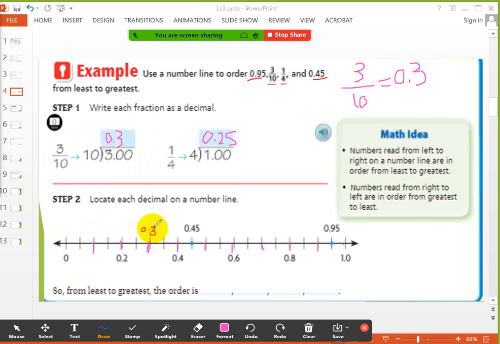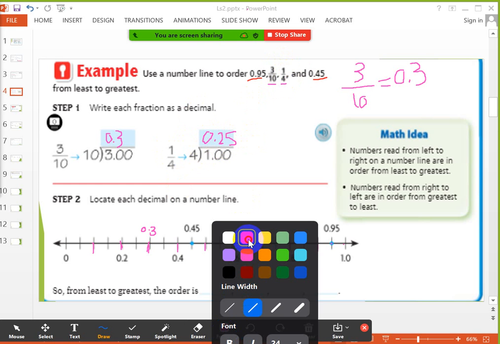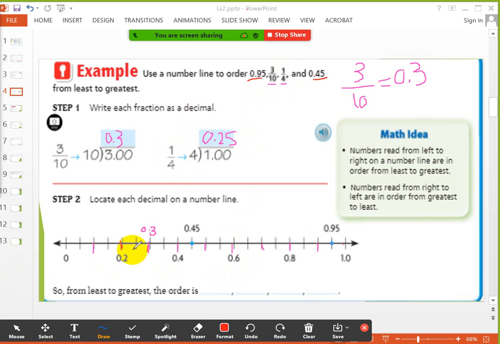Now I will locate the next one, 1 over 4. 1 over 4 is 0.25. I will write it in red color. So this is 0.1, this is 0.2. It is 0.25. That means this is in the middle between 0.2 and 0.3. This is 0.25. I will write it here, 0.25.